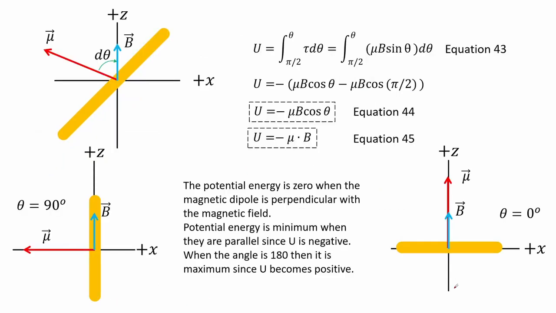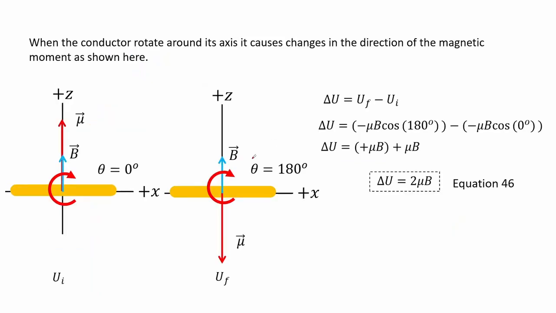The potential energy is 0 when the magnetic dipole is perpendicular with the magnetic field. Potential energy is minimum when they are parallel since U is negative. When the angle is 180 then it is maximum since U becomes positive. When the conductor rotates around its axis it causes changes in the direction of the magnetic moment as shown in equation 46, where it is just twice the potential.